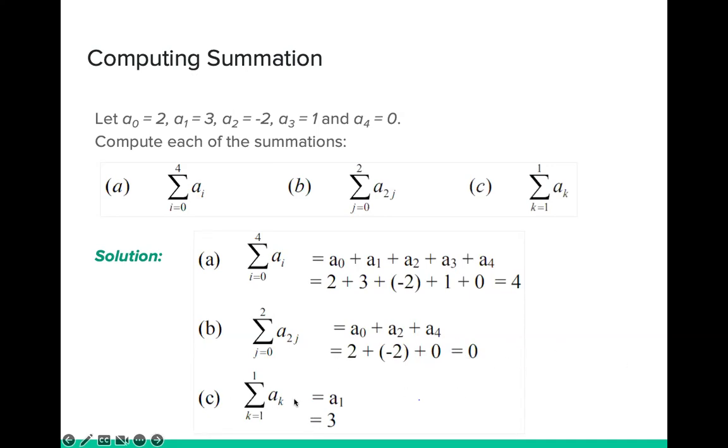So lastly, we have this example, the summation from k equals 1 to 1 of a sub k. This will only have one term, a sub 1. A sub 1 is equal to 3. So the value of the summation is equal to 3.